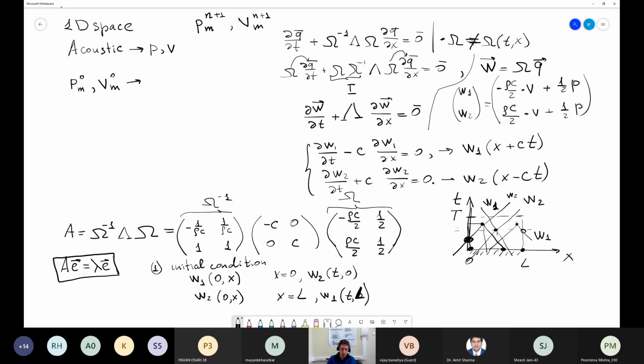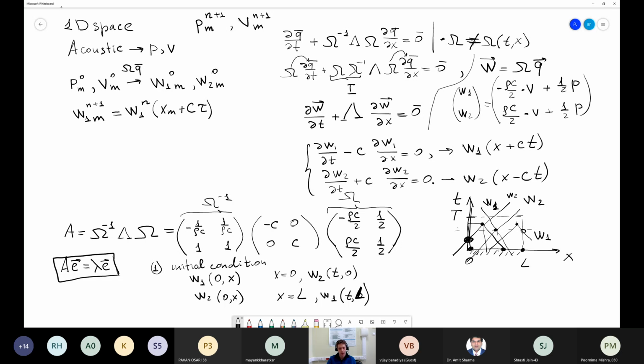Using this formula, we will calculate the values of omega 1 at the point xm at the zero moment, and the same for the second invariant, using this multiplication of omega by Q analytically. So we know it. Then we know that the value of the first invariant at the same point but at the next time moment is equal to the value of the same invariant at the previous time moment, but at the other point, xm plus c tau, where tau is the time step.